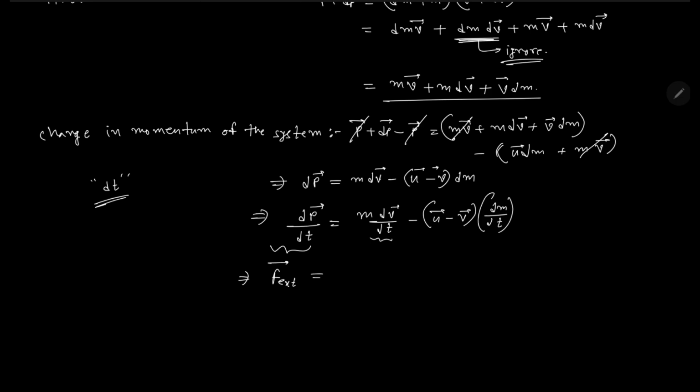So this term is your net force applied to the system, which is your F net minus of. Now notice one important thing here: if we have particle 1 and particle 2, with velocity u and velocity v, and we want to find the relative velocity of 1 with respect to 2, we simply do velocity of 1 minus velocity of 2, that is u minus v.